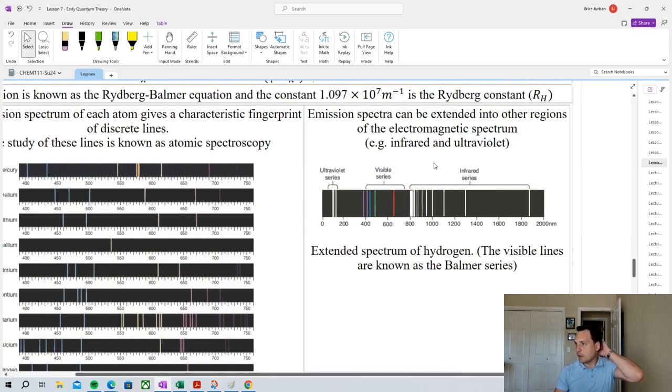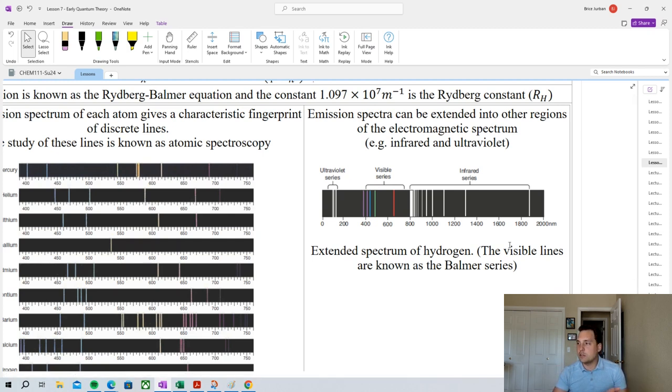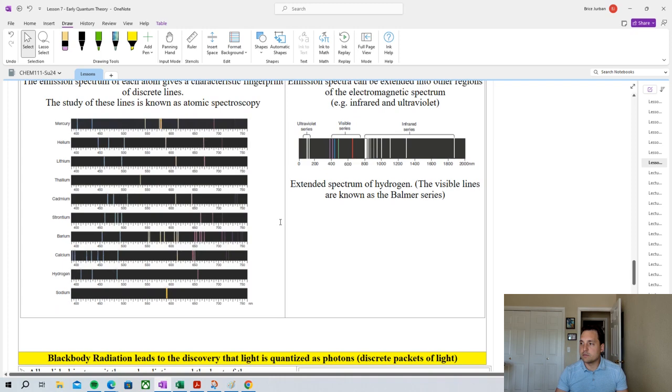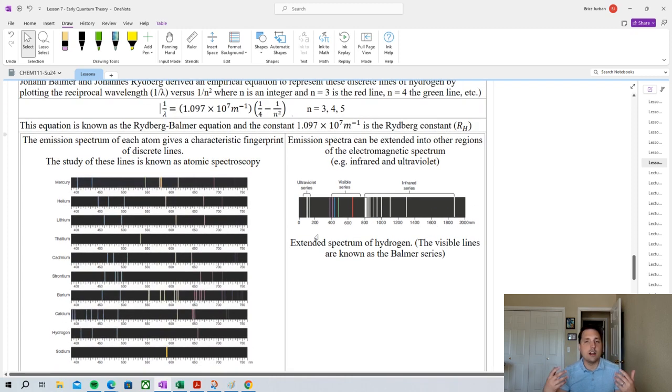If we extend this region of the electromagnetic spectrum out to infrared and ultraviolet, so I need a detector that can detect in those regions, we'll also get distinct lines. We call the visible series the Balmer series, and then there's the ultraviolet series and the infrared series. Each of these tells us a little bit more about the atomic structure of these elements and about how light interacts with matter. But we still don't really understand at this point why these lines are coming about.